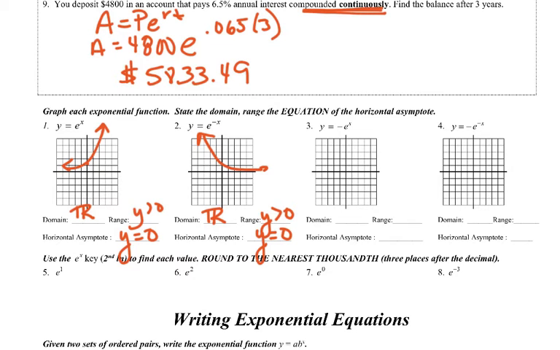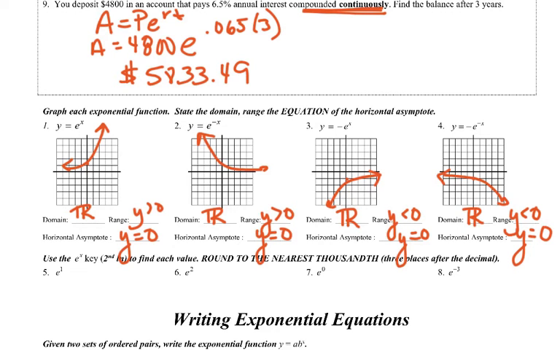The negative e to the x is going to reflect over the x-axis, so all real numbers, range less than 0 and equal 0. And then negative e to the negative x is going to reflect over both of them, so all real numbers, range less than 0, and then the horizontal asymptote of 0.